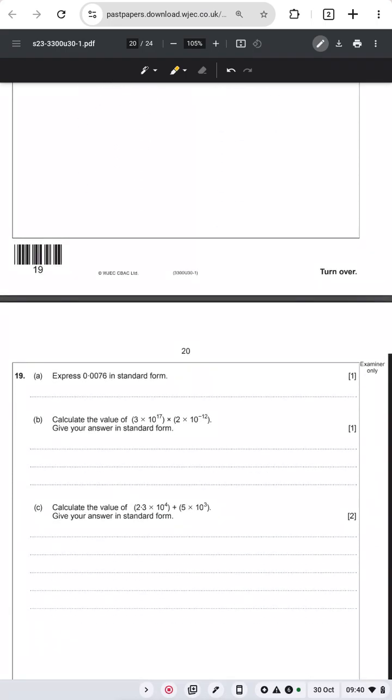Question 19. Express this in standard form. So standard form is a number followed by a decimal followed by another number if it's possible, times it by 10, and then we look how many places we move the decimal point. So we moved 1, 2, 3. Because it's moving to the right, it's a minus, so it's minus 3.